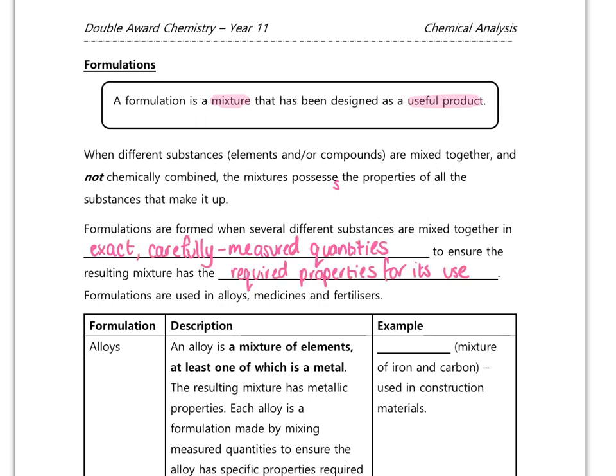So it's really important that you learn that definition and those properties, because sometimes this can be a 3-mark question. They may give you an example of a formulation and they might ask, why could this be defined as a formulation? And you would say, well, it's a mixture that's been designed for a useful product, and the different substances have been mixed together in exact, carefully measured quantities to ensure the resulting mixture has the required properties for its use. So it's really, really important that you know all of that information at the top of this page.